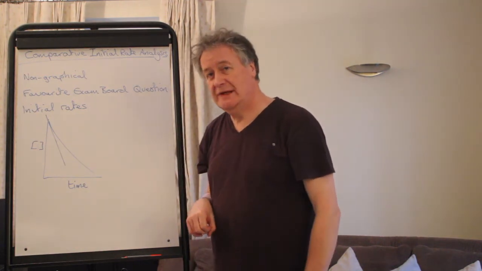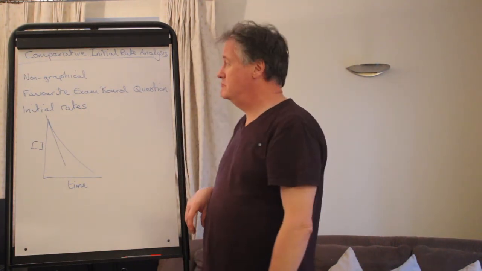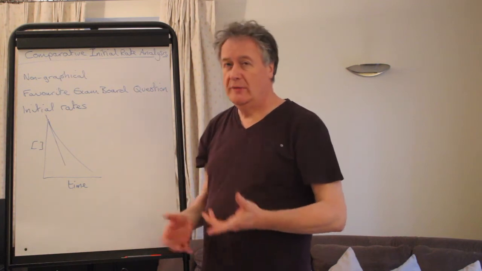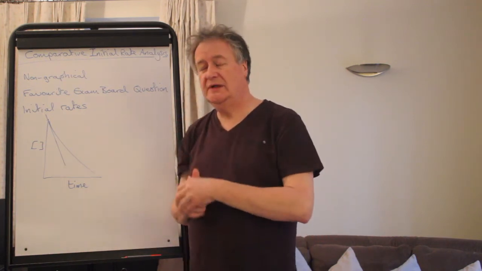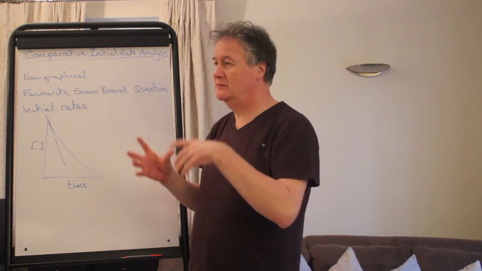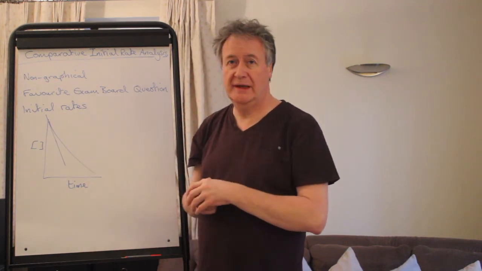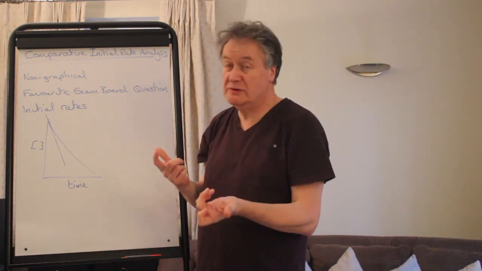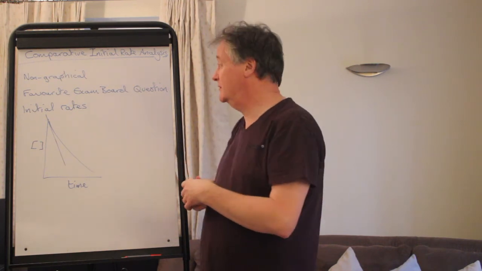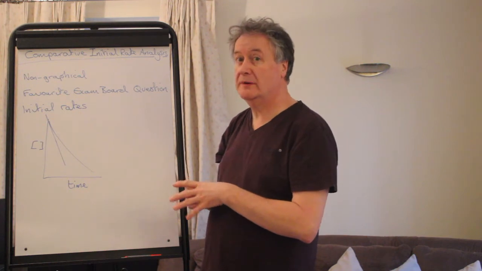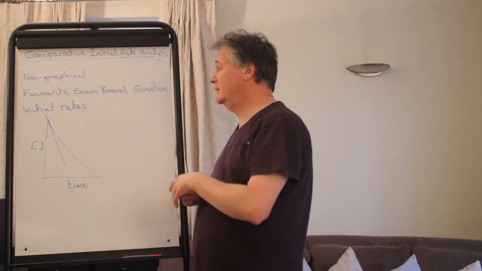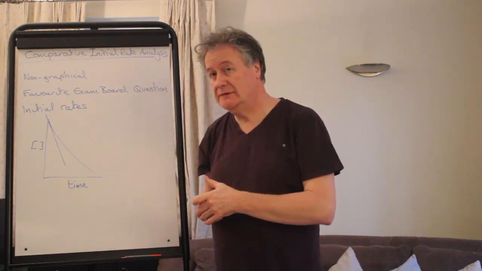Comparative initial rate analysis. Very common question at A level. Examples like asking them fairly straightforward questions to set up. Very easy to analyse, very easy to set multiple choice questions on, set slightly longer answers on. Therefore, very popular type of question because of the variety of questions you can ask. It doesn't involve any graphs.